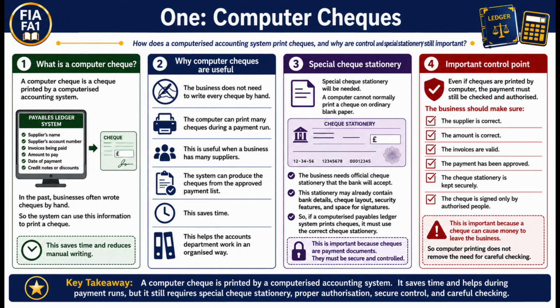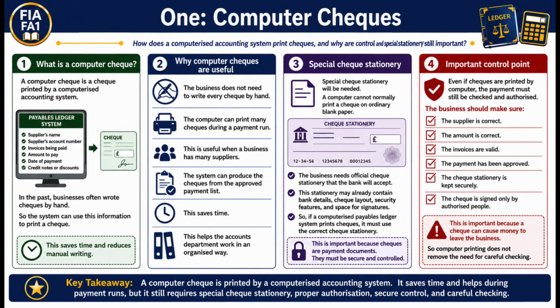1. Computer checks. A computer check is a check printed by a computerized accounting system. In the past, businesses often wrote checks by hand, but in a computerized system, the payables ledger may already know the supplier's name, the supplier's account number, the invoices being paid, the amount to pay, the date of payment, and any credit notes or discounts included. So the system can use this information to print a check. This saves time and reduces manual writing.